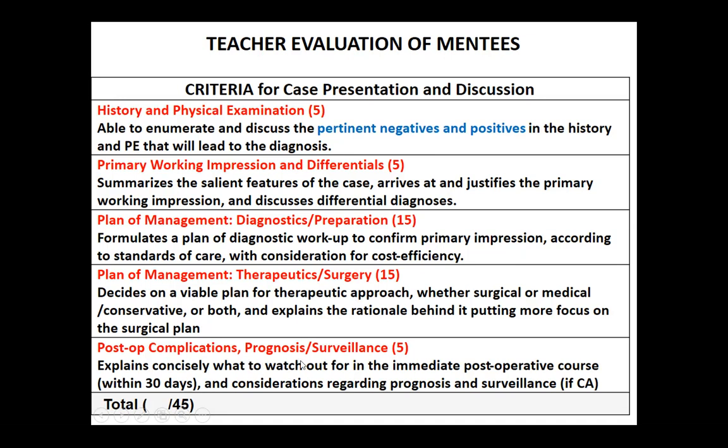Then post-op complications, prognosis, and surveillance. Explain concisely what to watch out for in the immediate post-operative course. Okay. Usually we use the 30 days cutoff. Okay. Any complications that occur within the 30 days are still considered surgical complications or post-operative complications. And then also considerations regarding prognosis and surveillance. Surveillance if it's cancer. Okay, agree? Everything clear? Yes po, sir.